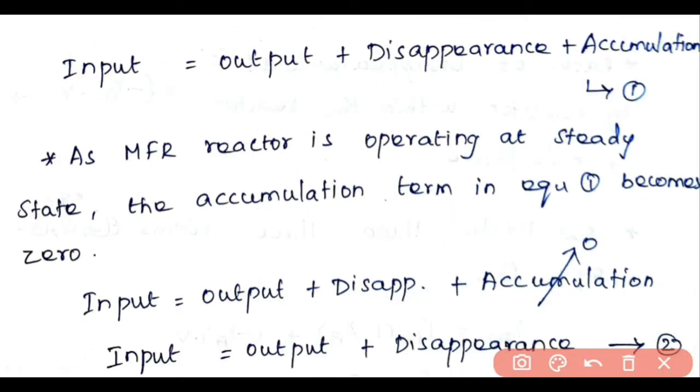Then we know that the mixed flow reactor is operating at steady state, so there is no accumulation inside the reactor. Why? Because we are giving continuous flow of input and output, and we have a uniform composition throughout the reactor. So there won't be any accumulation inside the reactor. So in equation number 1, the accumulation term will become 0. So you will get input is equal to output plus disappearance.